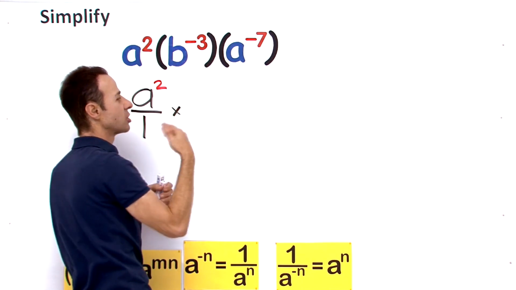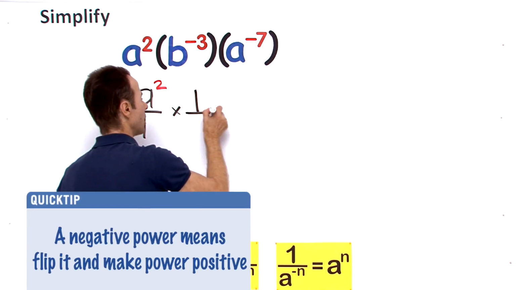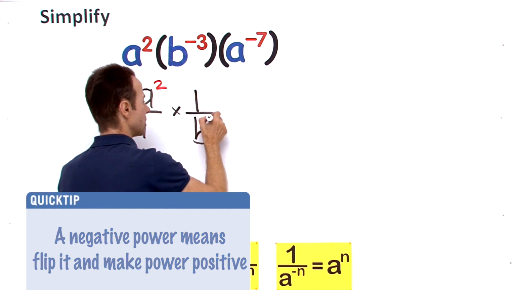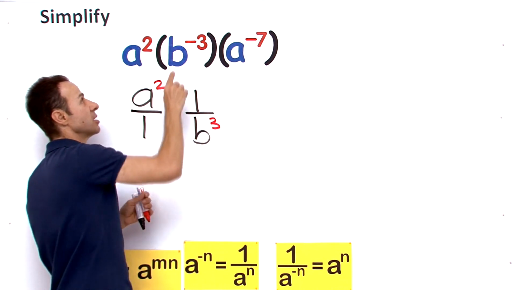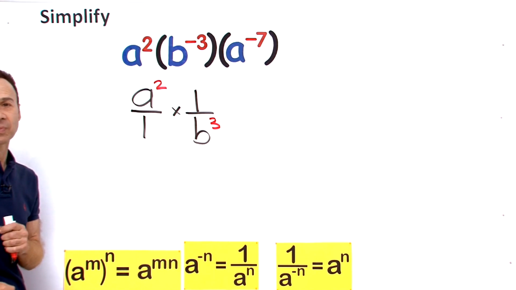So what's the reciprocal of b? Well, if I turn that upside down, it's 1 over b. And then we just take the 3 and we put it there. Now it's a positive 3 and it's in the denominator down below. So b to the negative 3 is the same as 1 over b cubed.